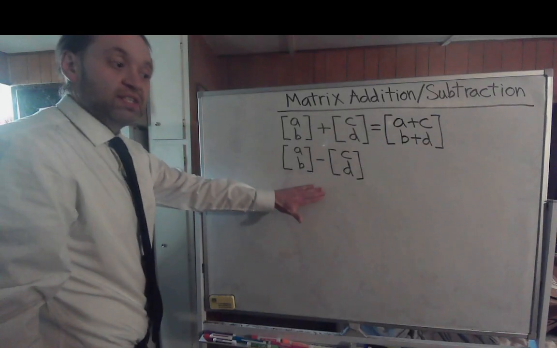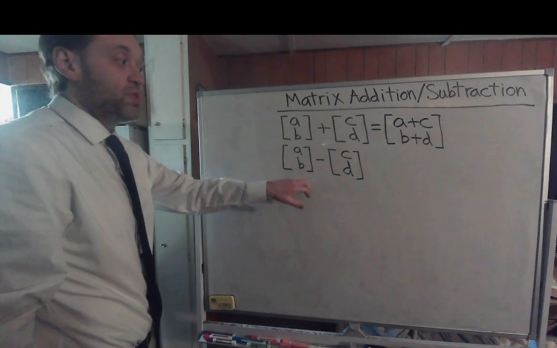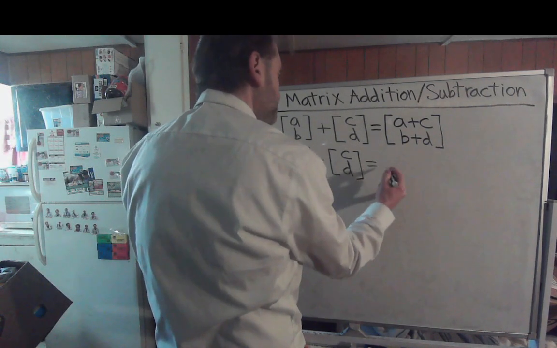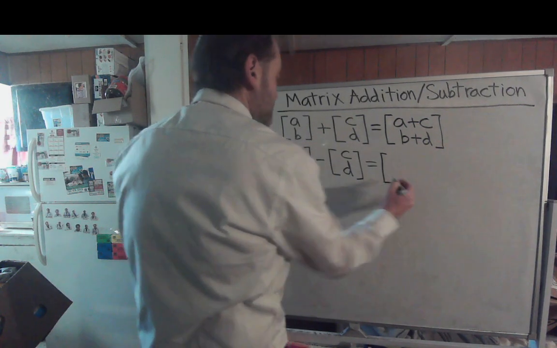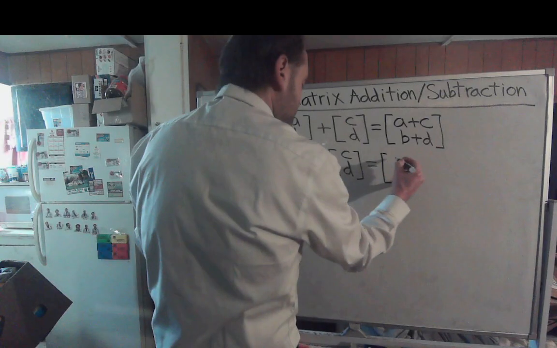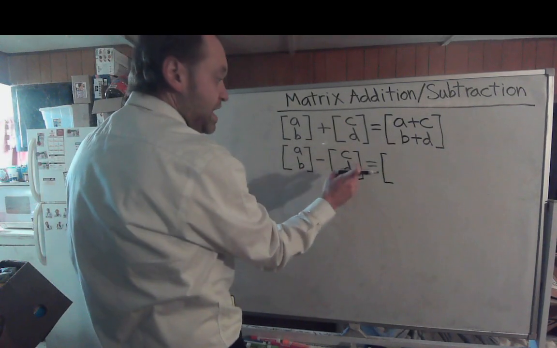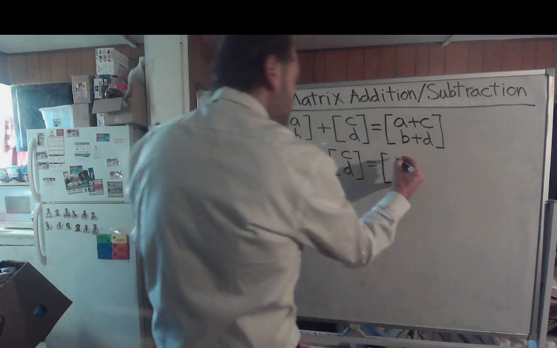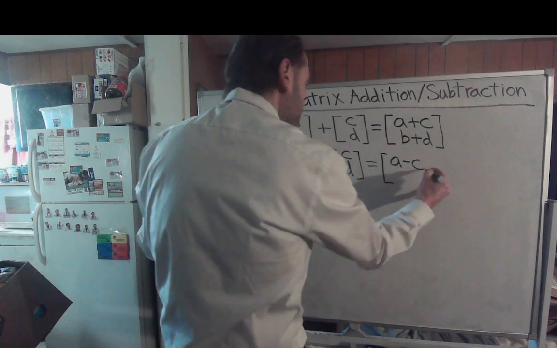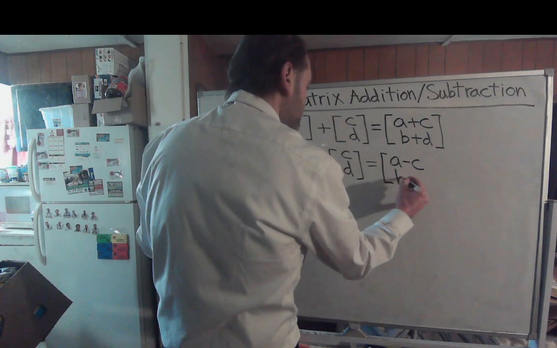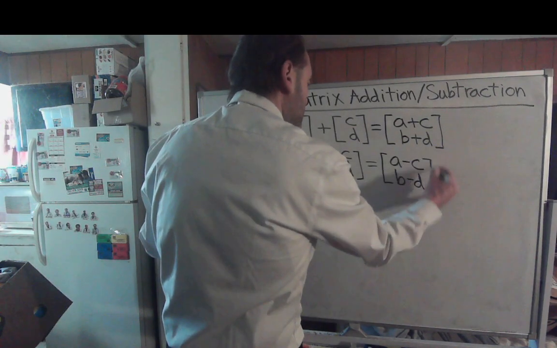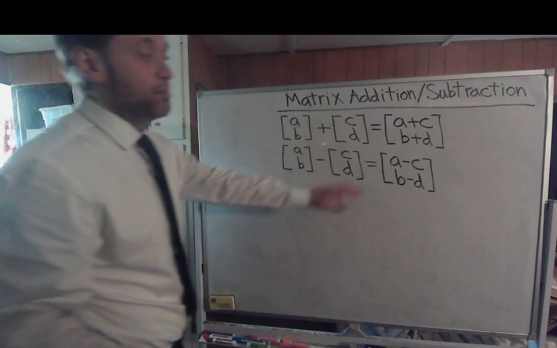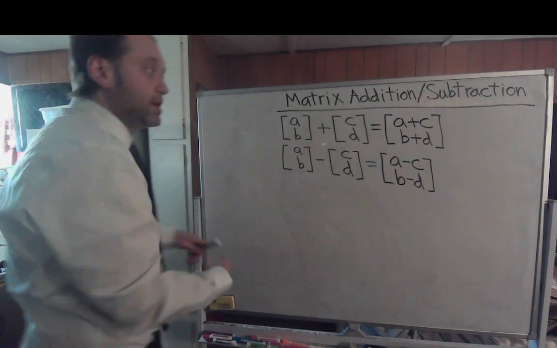And subtraction's the exact same way with matrices. They both have to have the exact same dimensions. So you would just subtract the corresponding entries. If I have a 2 by 1 subtracting a 2 by 1, my answer would also be a 2 by 1 matrix. I would take the A minus the C since they're corresponding entries, and then I would take B minus D. Those are for matrix addition and subtraction.